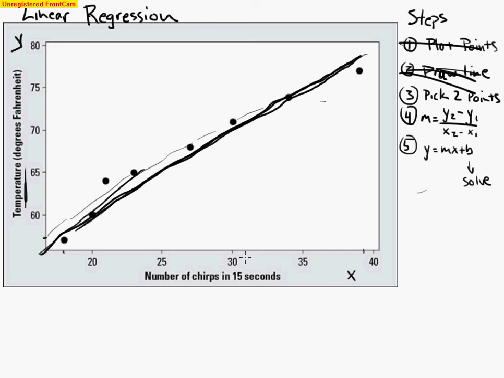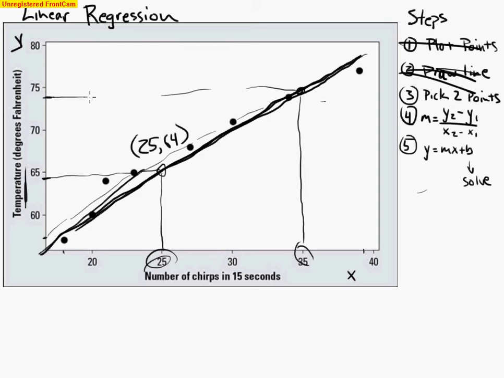Now it's time to pick 2 points. I always say pick nice ones. So let's pick 25. At 25, I go up, I hit my line, and I go over. 25 goes to about, I'd say that's 60, probably 64. So I'd call this point 25, comma, 64. Now let's go to 35. I think that's pretty nice. Go 35 up, hits my line here, and I go over to about here. I think that's also about 74. So I have 35, comma, 74.